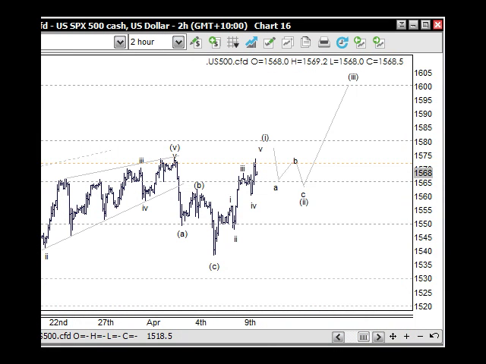Welcome to the Trading Lounge, and here we're looking at the S&P 500, and our wave count to the upside is still unfolding as expected.